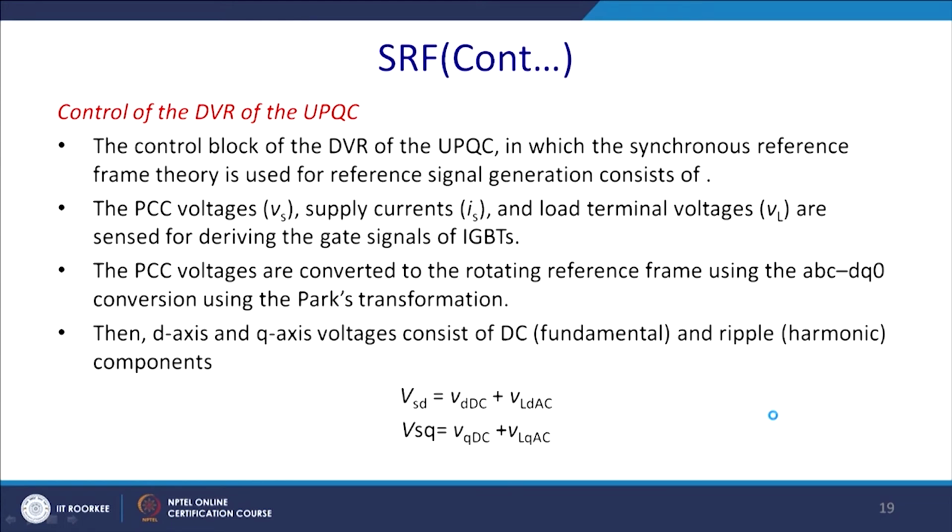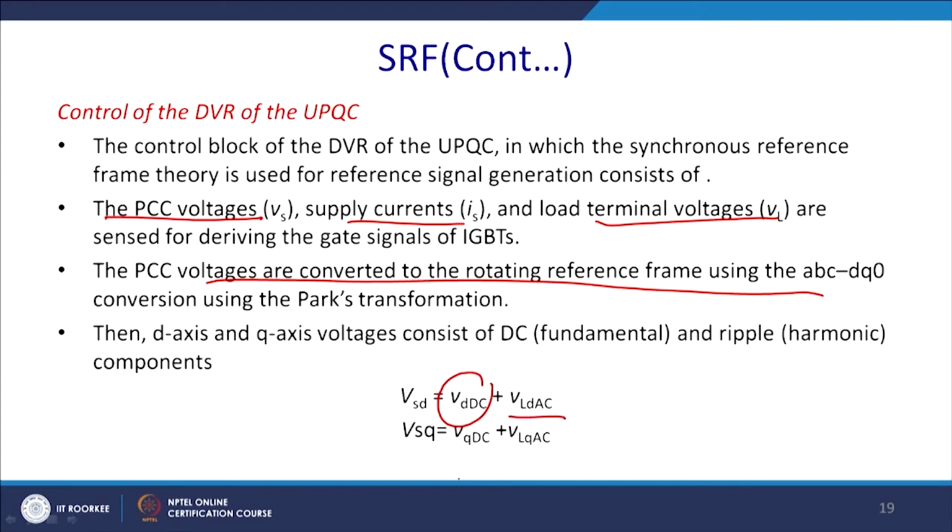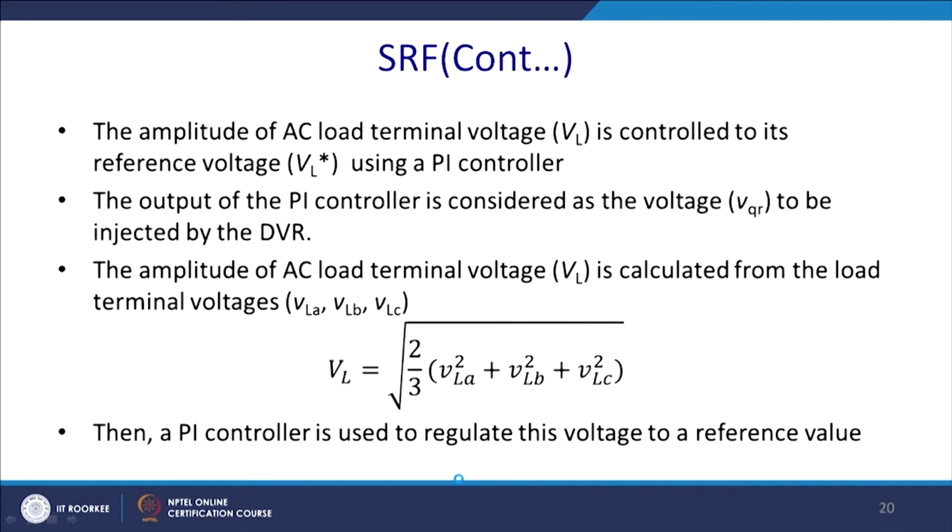What do we do for the DVR? In the control block of the DVR of the UPQC, the synchronous reference frame theory is used for reference signal generation. The voltage at the point of common coupling PCC, the supply current, and the load terminal voltage VL are sensed, and used for getting the gate signals. PCC voltages are converted into the rotating reference frame, ABC to DQ, by the Parks transformation. Similarly, you have a DC component and the load component in the SD and SQ frame.